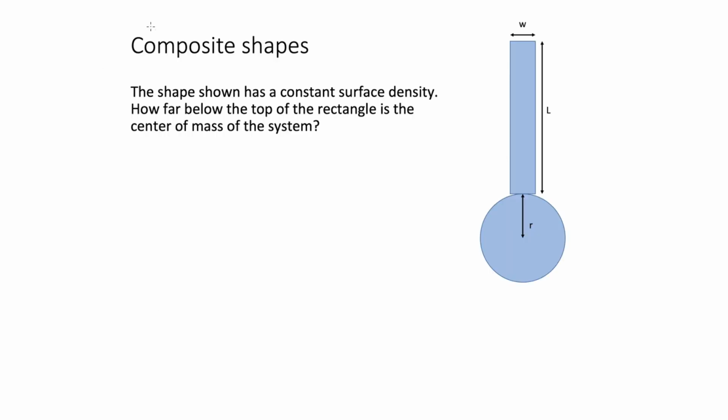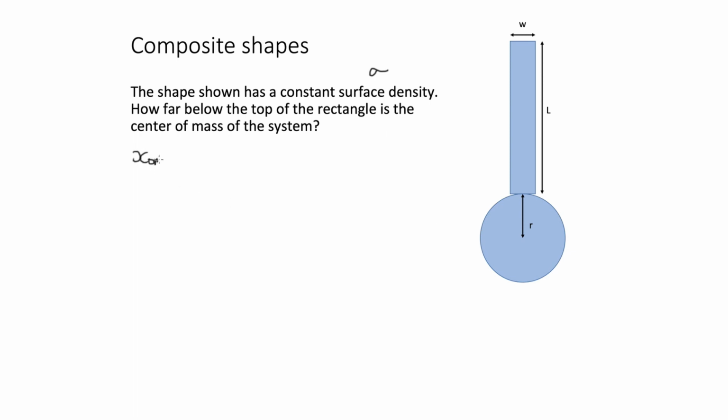Now, we can also work out the center of mass of composite shapes. So let's consider this composite shape here, where we've got a rectangle with width W and length L and a circle with a radius R, which are joined together, and they've got a constant surface density. So let's let that constant surface density be sigma. And in this question, we're asked how far below the top of the rectangle is the center of mass of the system.